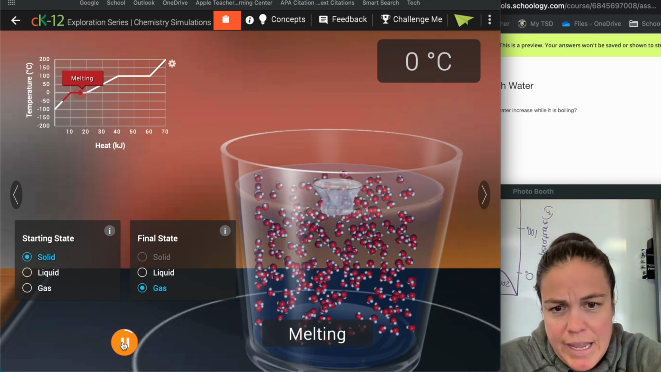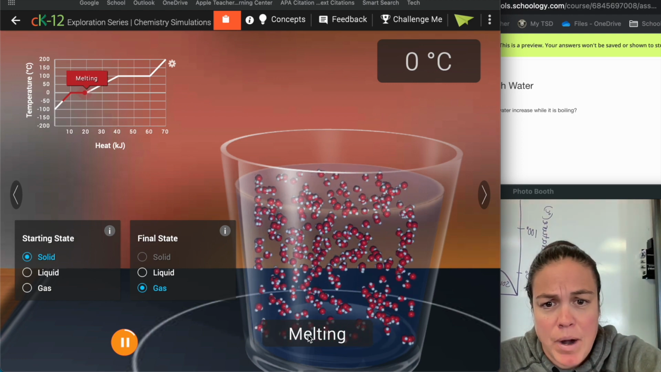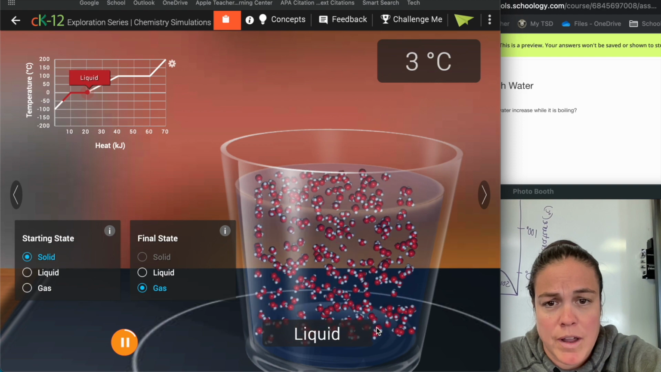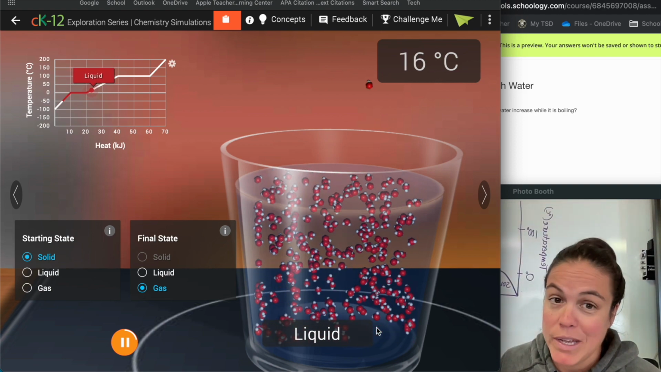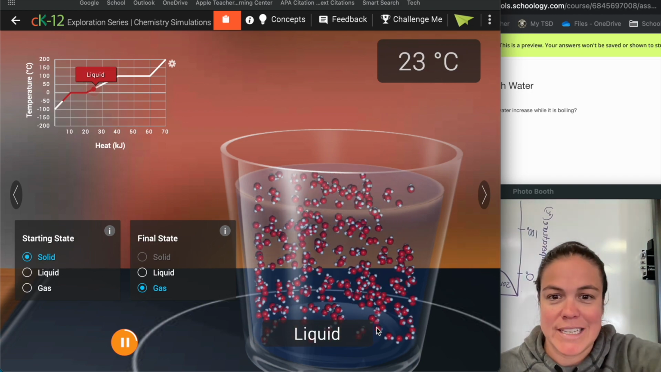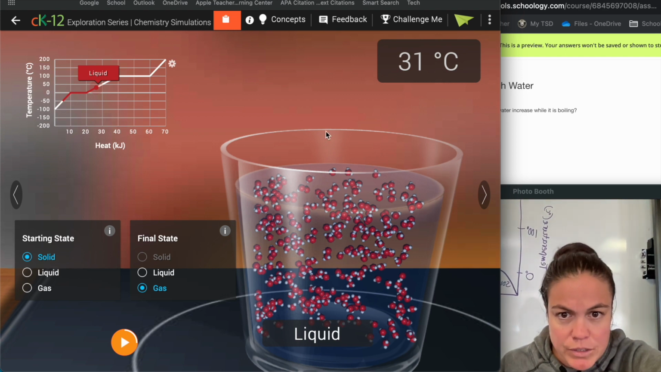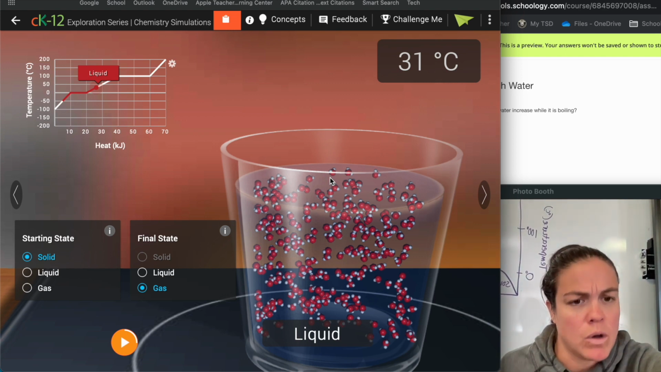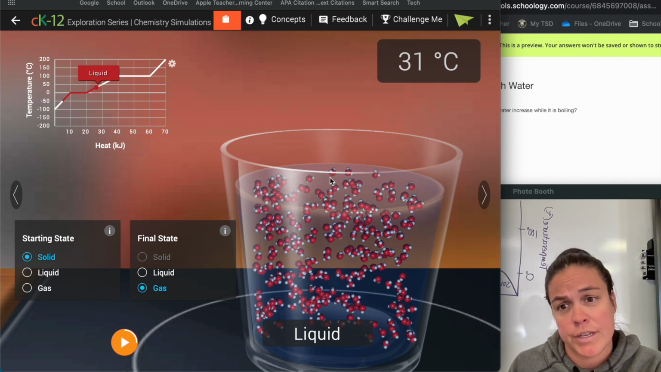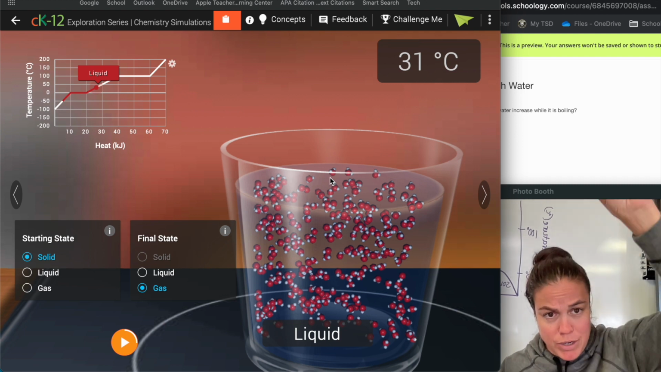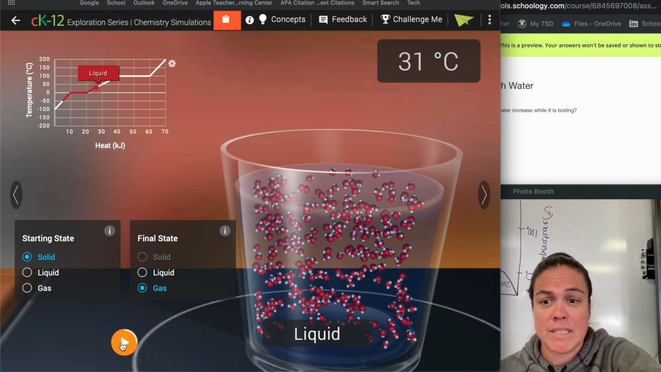So I'm going to hit play again. It sticks at 0 for a while, and the particles start to move more, and all of a sudden we enter the liquid phase. Now you'll notice when we enter the liquid phase that it's starting to heat up, but you may have seen that there are particles that are exiting that liquid. So we're only at 31 degrees Celsius. We are not near 100 degrees yet, and there are already particles that are starting to leave from what looks to be the liquid phase up into that gas phase.